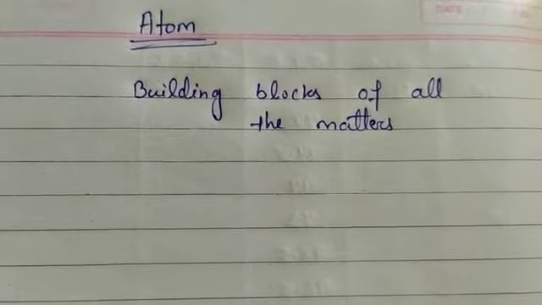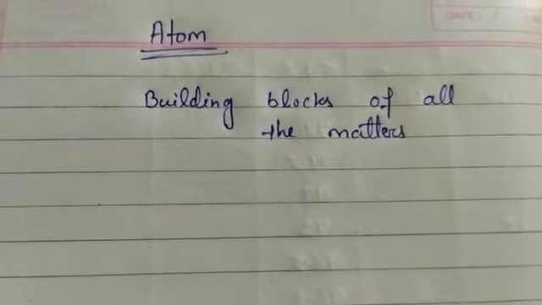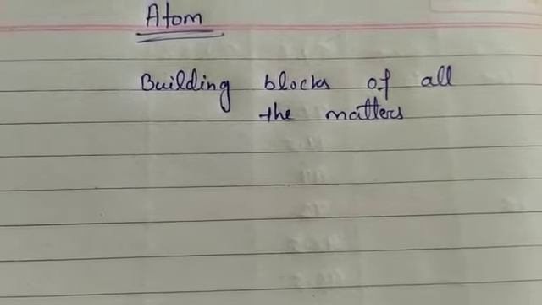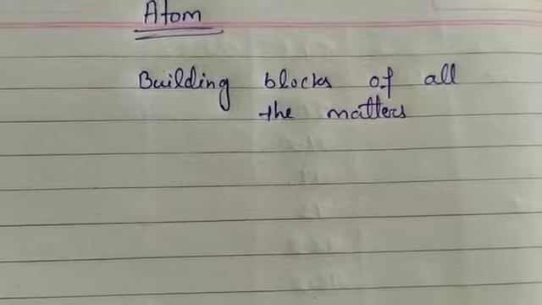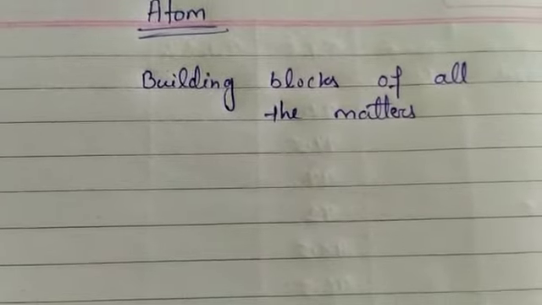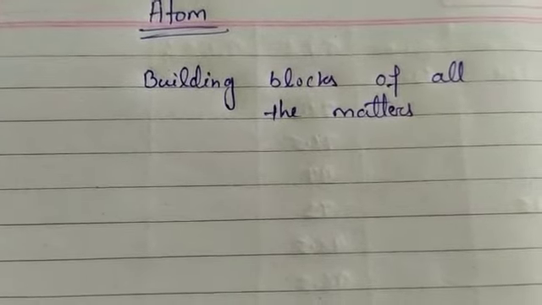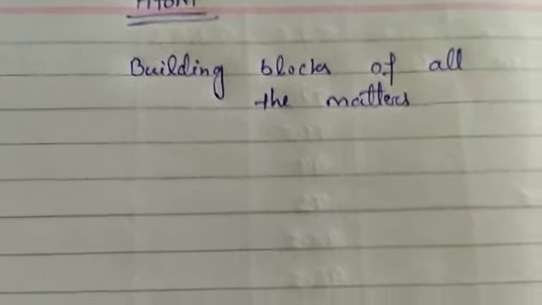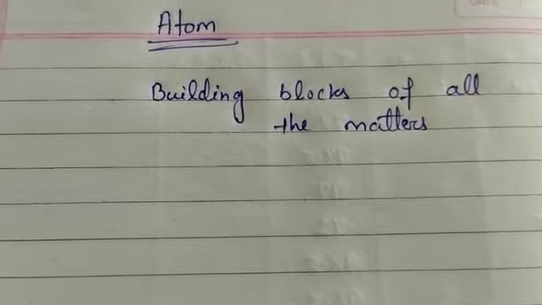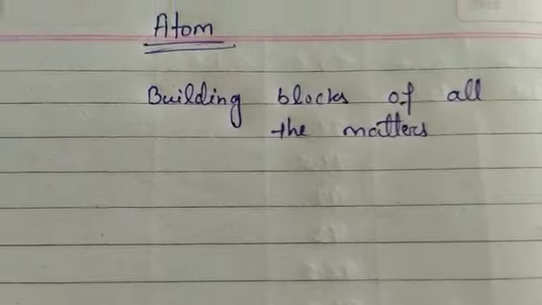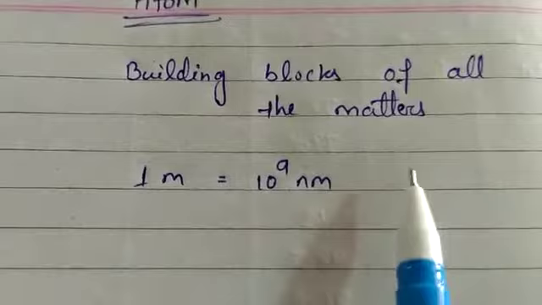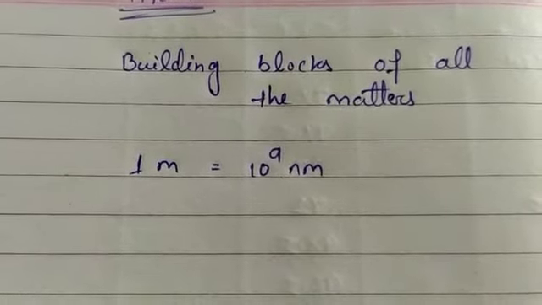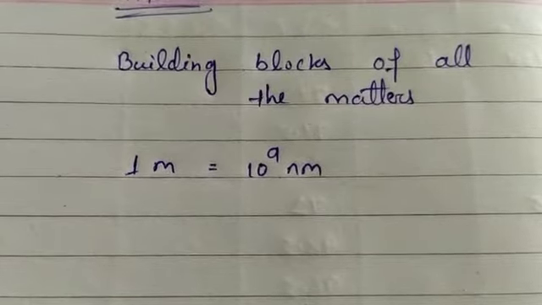They are smaller than anything we can imagine or compare. More than millions of atoms, when stacked, would make a layer barely as thick as a sheet of paper. So you can imagine that atoms are very small. We can't even imagine their size. Their radius, the atomic radius, is measured in nanometers, and 1 meter equals 10 to the power 9 nanometers.